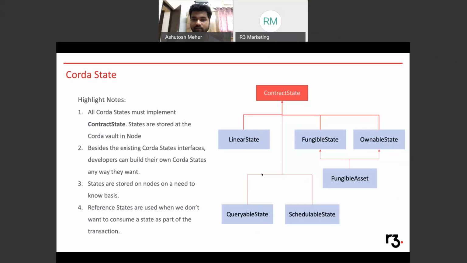So in that case, you could use a reference state. When you use a reference state, you can use that state in your transaction without that state being consumed. One thing you have to make sure is that the reference state itself has to be the most updated one. You cannot use a consumed reference state in a transaction. So if your reference state is the unconsumed one, you can use it in a transaction as a reference, and that state will not be consumed as part of the transaction. It's pretty handy at times.